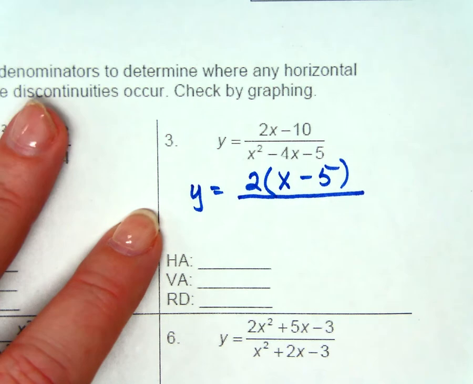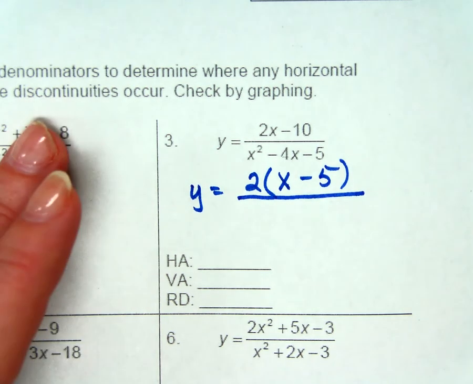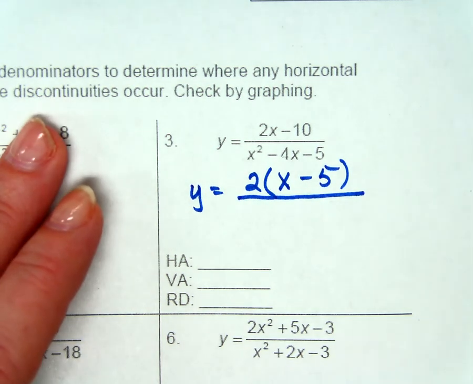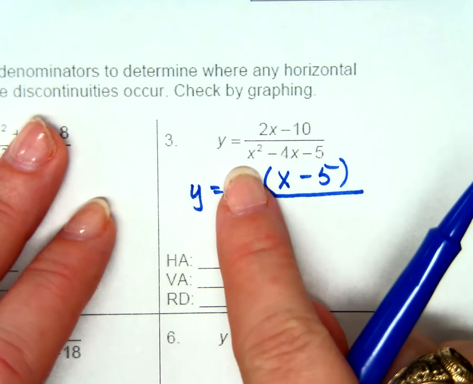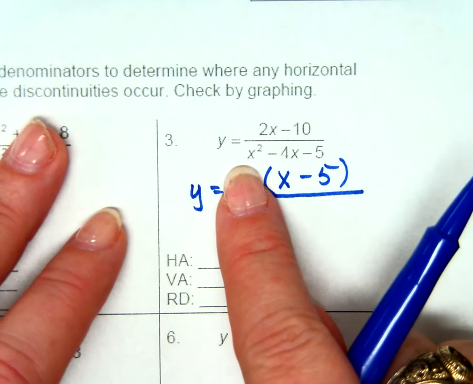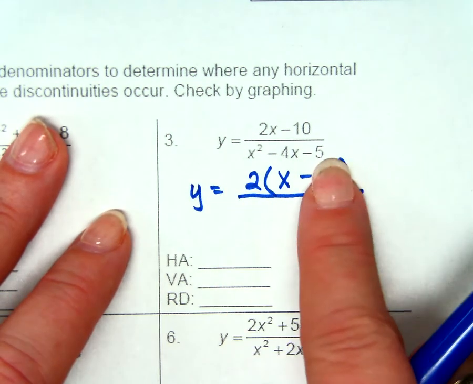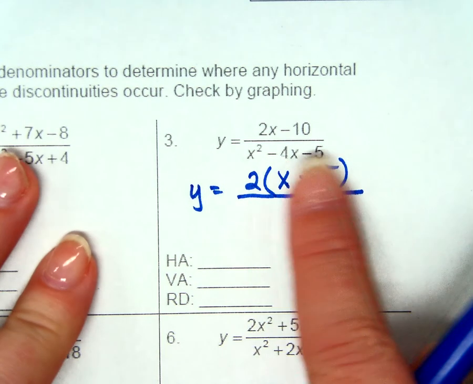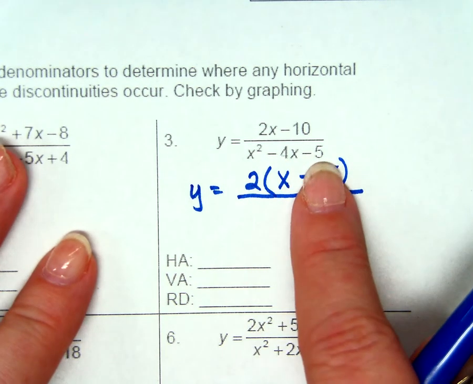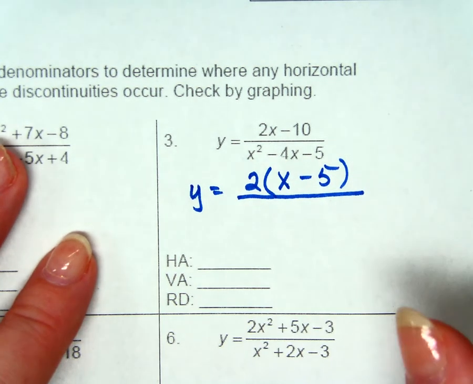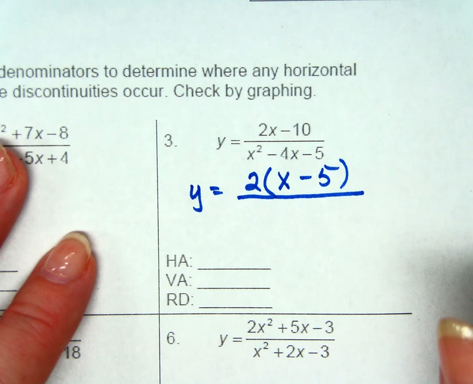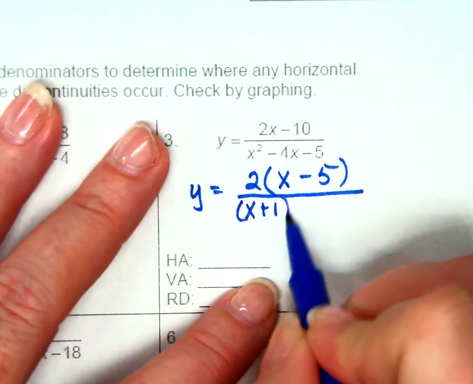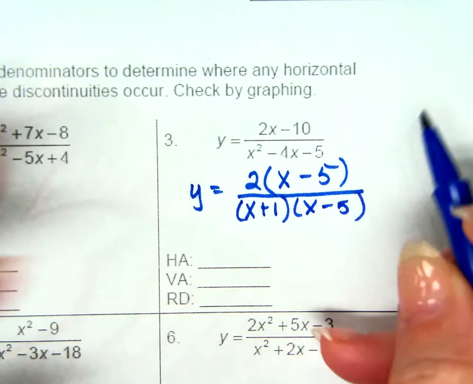The denominator is a quadratic, but it's a trinomial, right? And the leading coefficient is 1. So we can say what multiplies to be the last term and adds to be the middle term. So what two numbers multiply to be negative 5 and add to be negative 4? Positive 1 and negative 5. So I can say x plus 1, x minus 5.